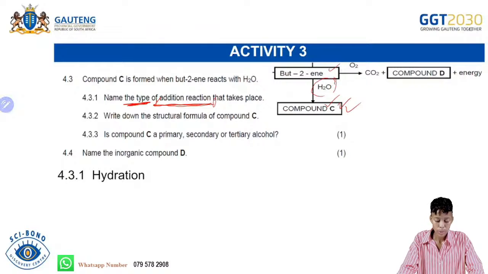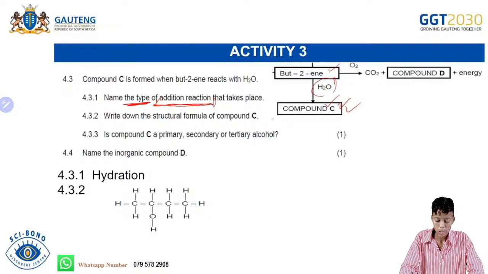Then 4.3.2, it says write down the structural formula of compound C. So again, you are moving from but-2-ene. But-2-ene has a total of how many carbons? It has a total of 4 carbons. And then between carbon number 2 and carbon number 3, what is it that you have? You will have a double bond. So it says write down the structural formula of compound C. So again, we have a total of 4 carbons. Between carbon number 2 and carbon number 3, we have a double bond.